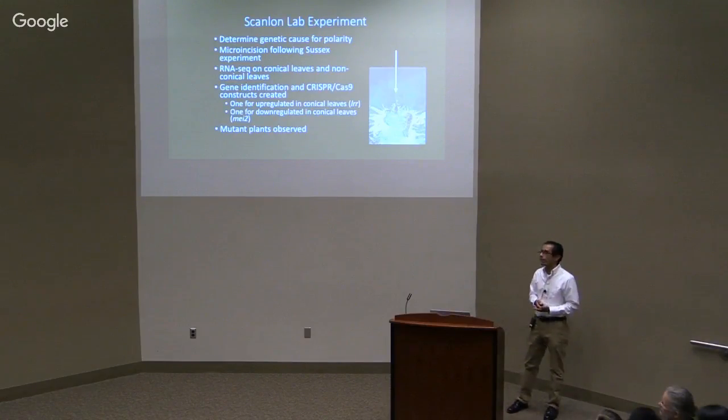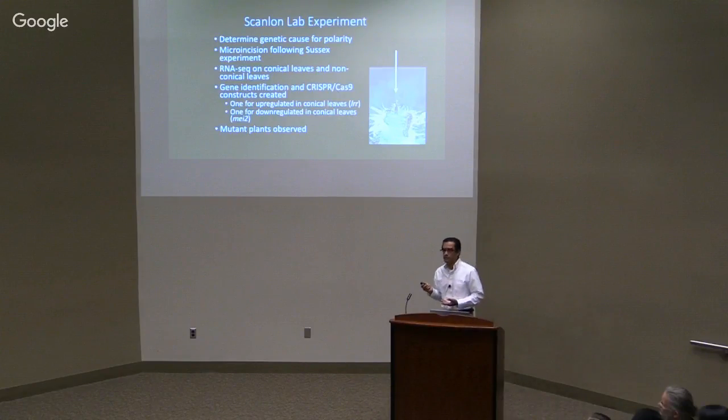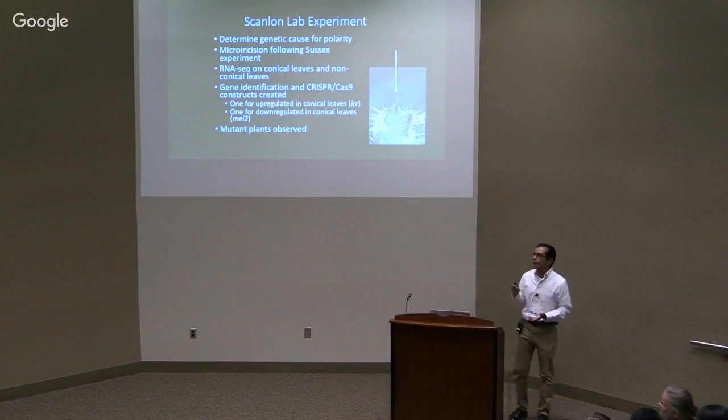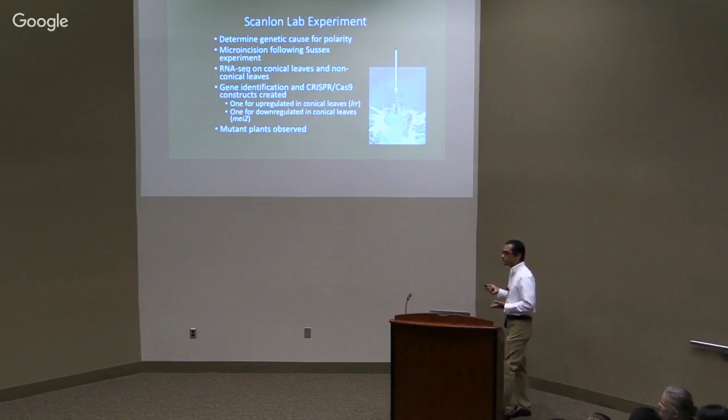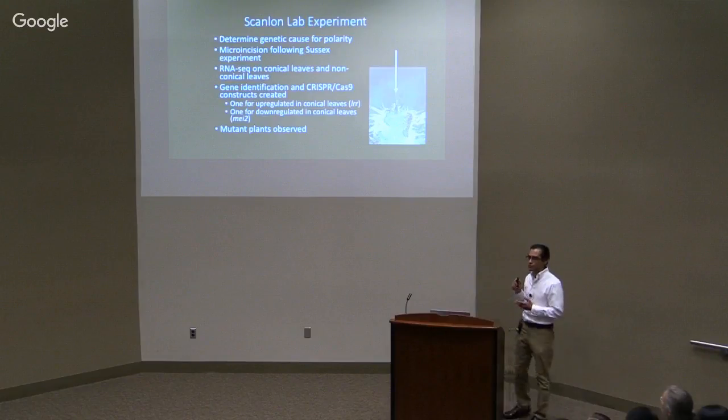Once that was complete, tissue was collected from those radialized leaves, as well as leaves that develop naturally. An RNA-seq was conducted on it. And without going into too much detail on RNA-seq, once that was done, we were able to determine which genes were highly expressed in the conical leaves and which genes were much less expressed in those leaves by comparing the conical to the non-conical.